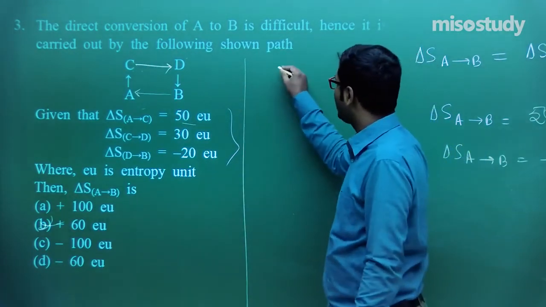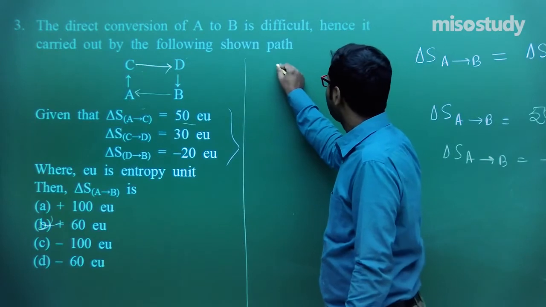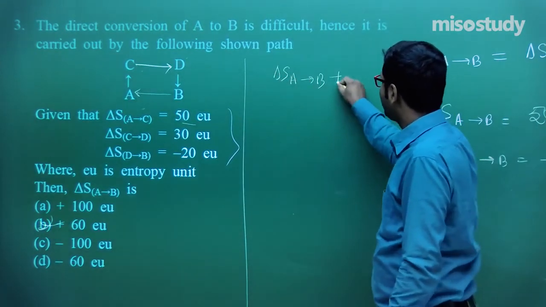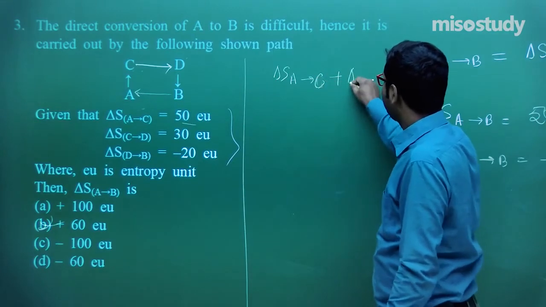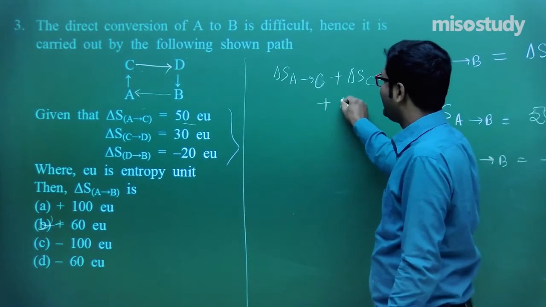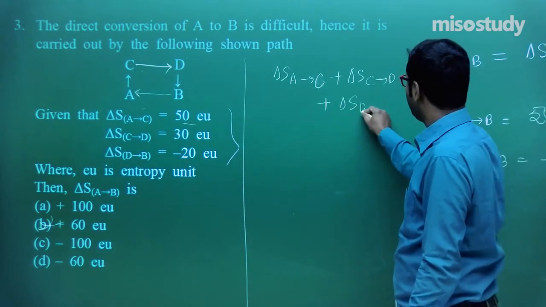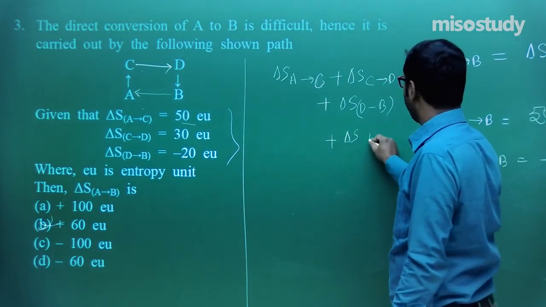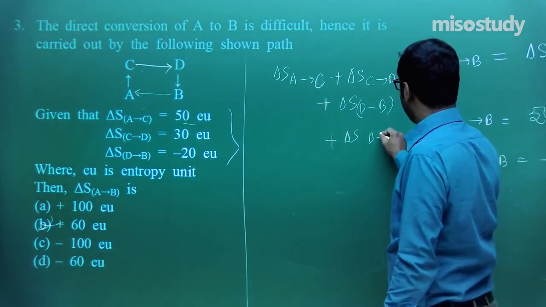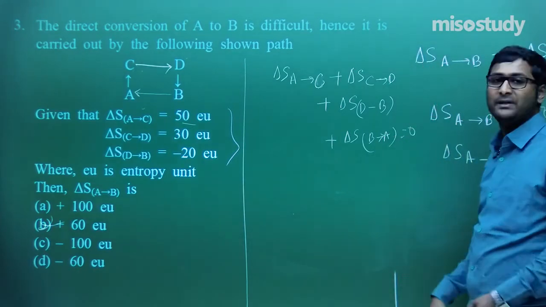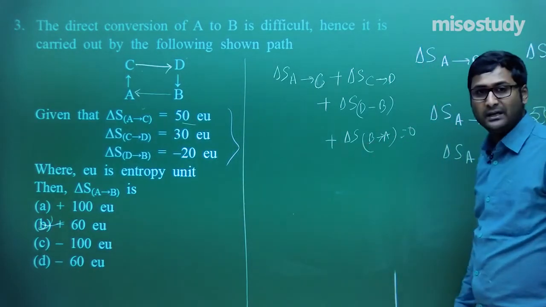If I use this method, then we can easily say that delta S A to C plus delta S C to D plus delta S D to B plus delta S B to A equals 0. We have to find the value of delta S A to B. Clear what I am telling?